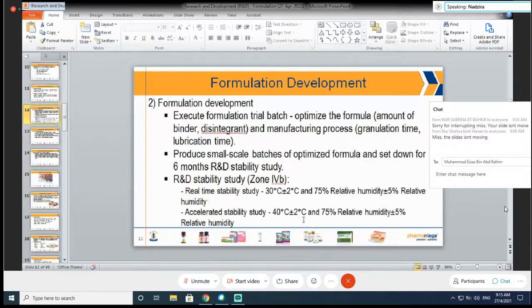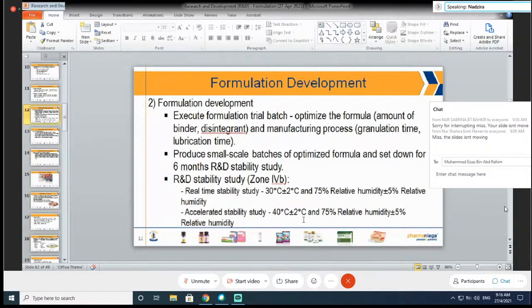After the literature review, after we get all the information and got the idea, we will proceed with the formulation development. So during formulation development, we have to develop several formulation trial batches. And during the trial batches, we have to optimize the formula and also the manufacturing process. For the formula, we have to optimize, for example, the amount of binder you use, the amount of disintegrant you use. And also we have to optimize the manufacturing process, such as the granulation time, lubrication time, because it can affect the properties of the finished product and also its behavior.